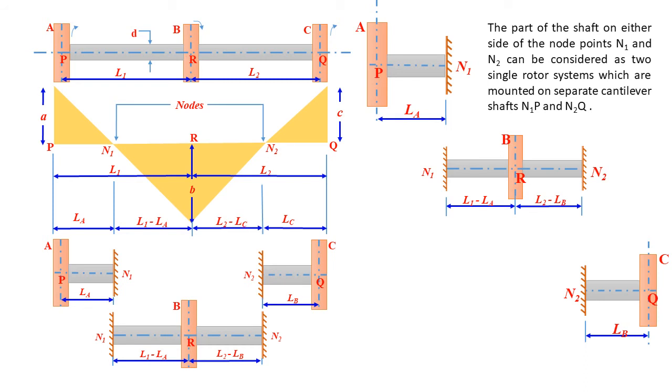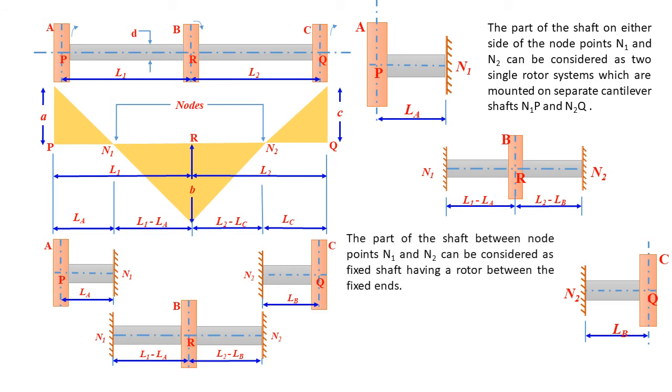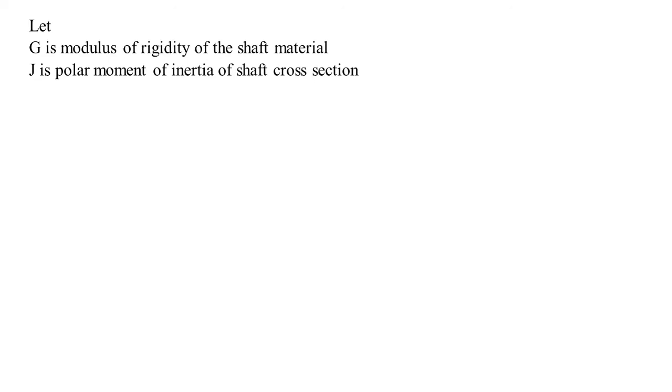The parts of shaft on either side of the node points N1 and N2 can be considered as two single rotor systems which are mounted on separate cantilever shafts N1P and N2Q. The part of the shaft between the node points N1 and N2 can be considered as fixed shaft having a rotor between the fixed ends. Let G be modulus of rigidity of the shaft material. J is polar moment of inertia of shaft cross section.